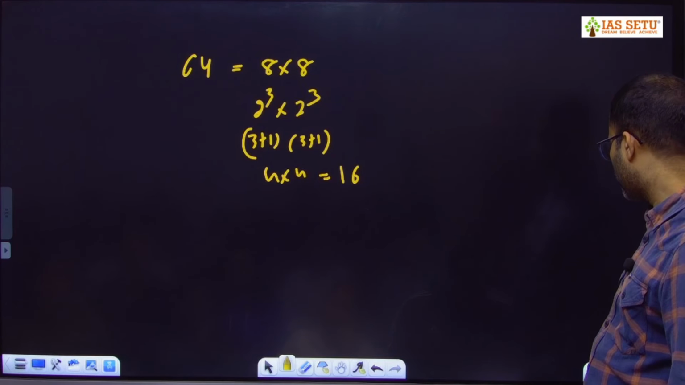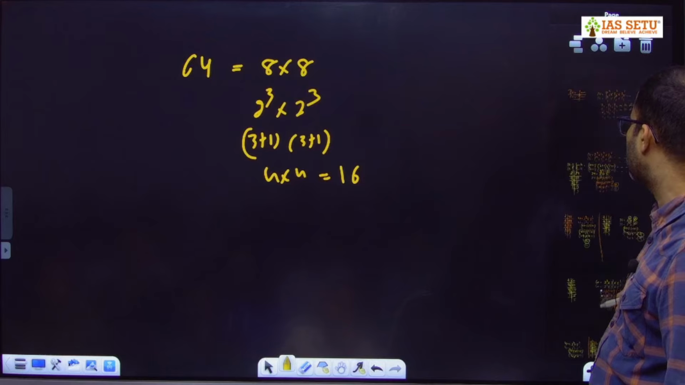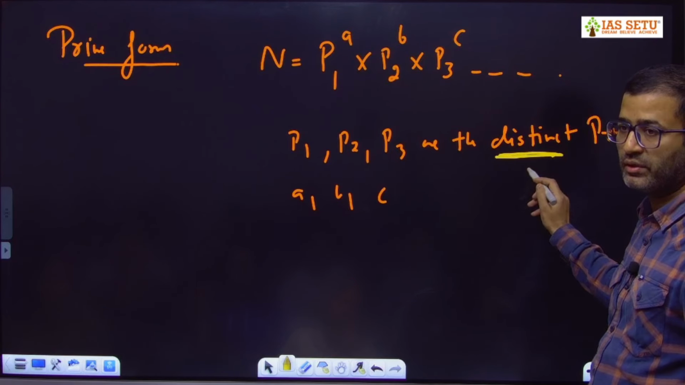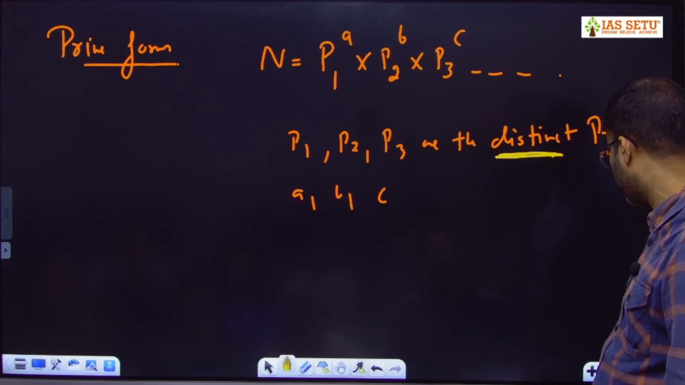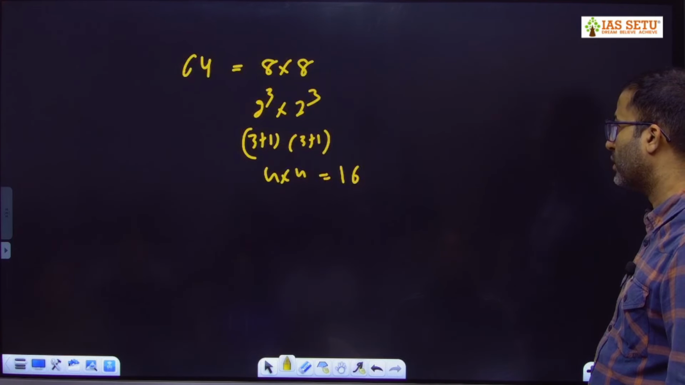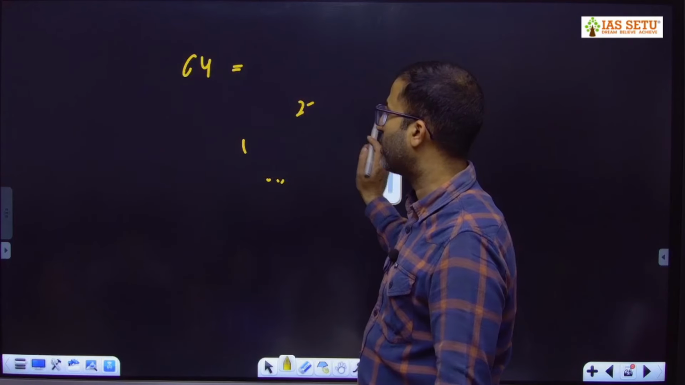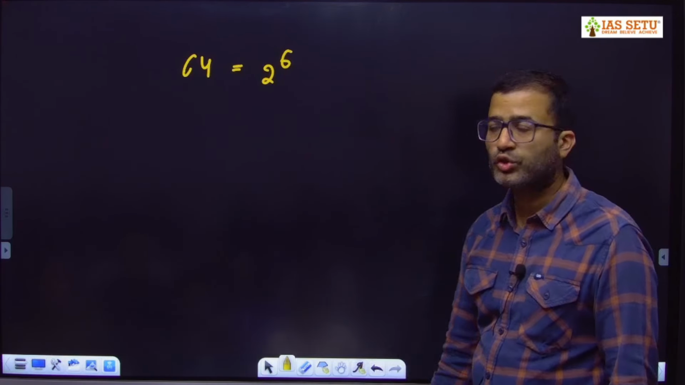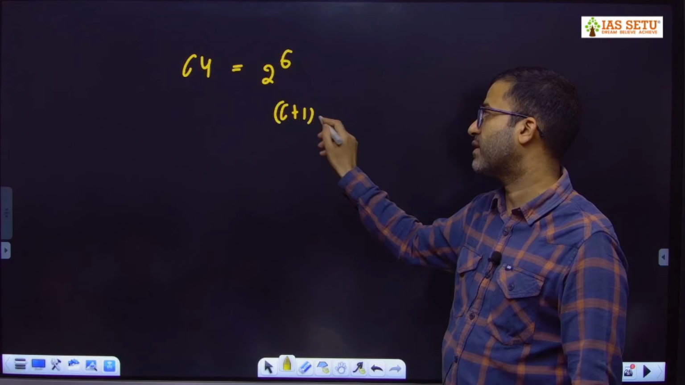See here, I told you in prime form. Prime form में मैंने clearly लिखवाया है P1, P2, P3 are the distinct prime numbers. You can take 2 cube separately. तो आप इस क्वेश्चन को ऐसा नहीं लिख सकते 2 cube अलग, 2 cube अलग. See here, the correct prime form of 64 is 2 to the power 6. So here 6 plus 1, 7.